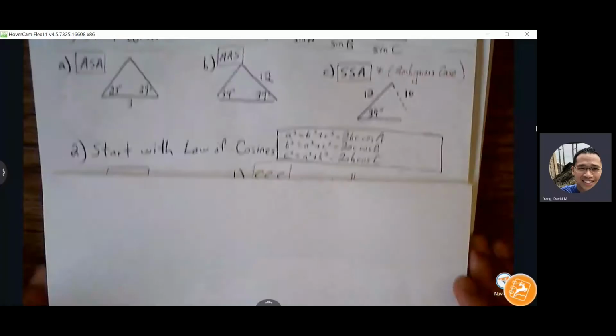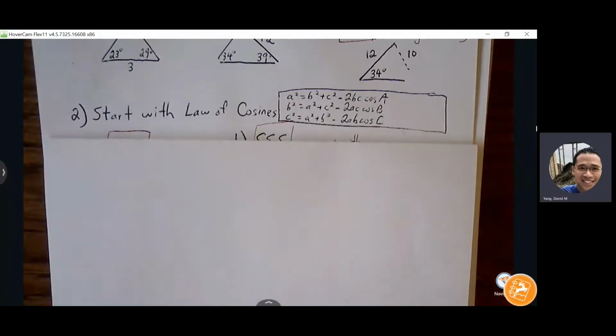Okay, so guys, let me talk about law of cosines here.